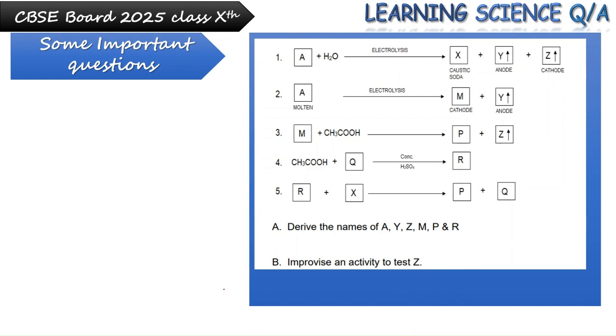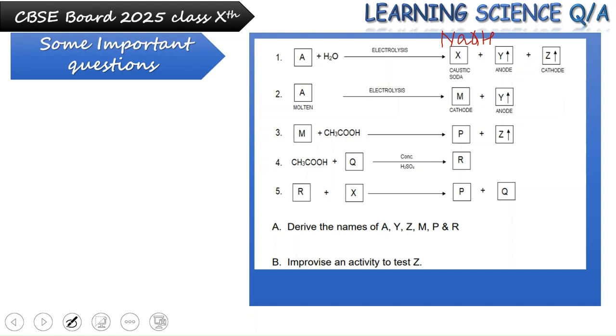Here we are given a series of reactions where each reaction is related to the previous one. Let's see how we can do this. Reactant A in presence of H2O, when undergoing electrolysis, produces caustic soda and liberates a gas at the anode. This upward arrow shows that it's a gas. We have already discussed this in our previous lecture. Also, another gas Z is released at the cathode.